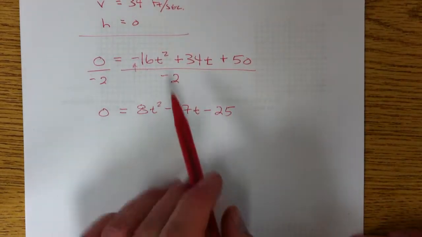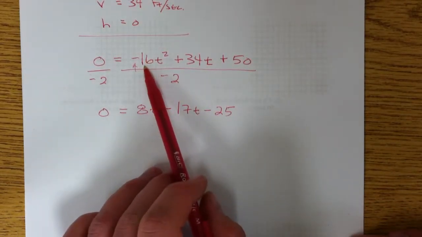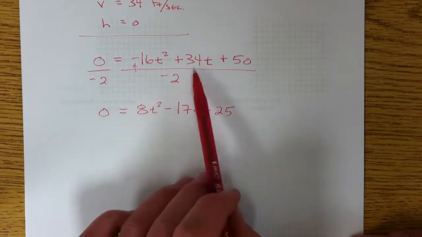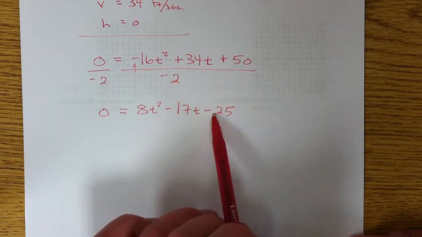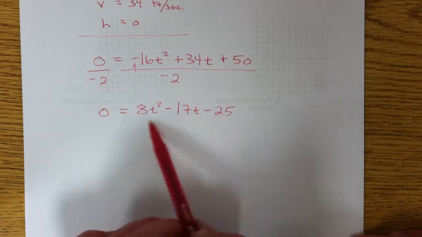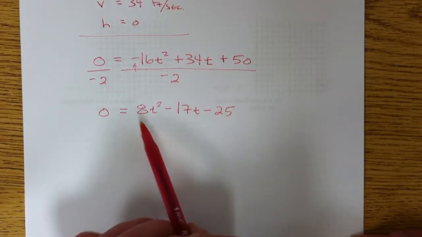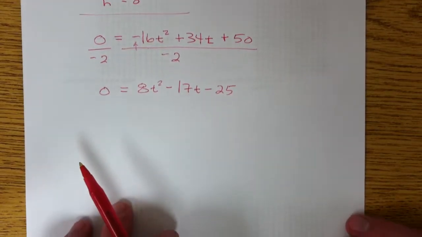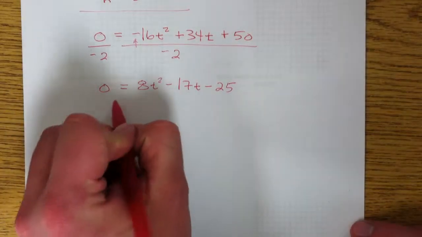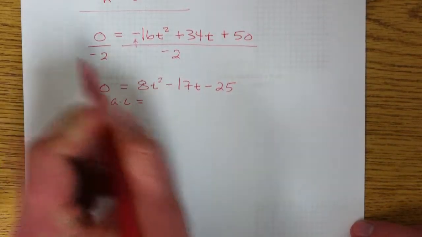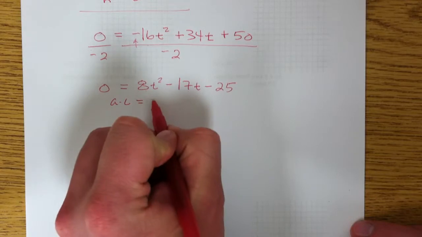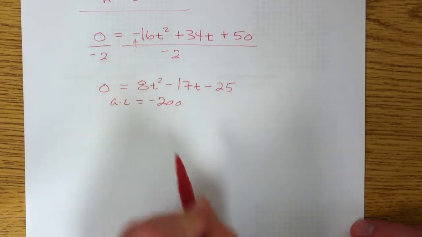So essentially I've gotten rid of the negative for my leading coefficient. And when I divide by the negative, notice how my signs change for both my terms. I've also made my numbers smaller, which makes it easier to do this A times C and then rewriting everything. So A times C is going to be 8 times negative 25, which is negative 200.